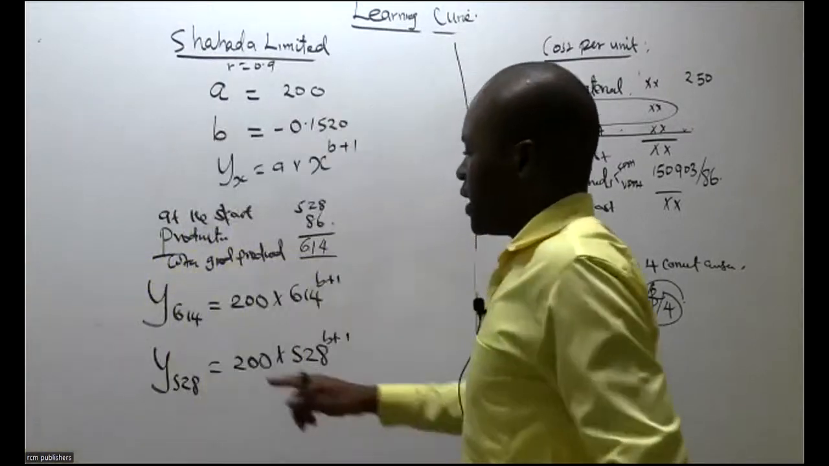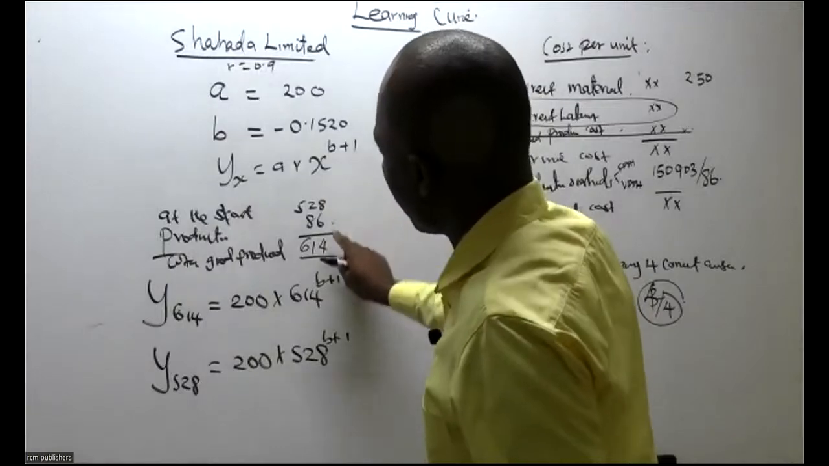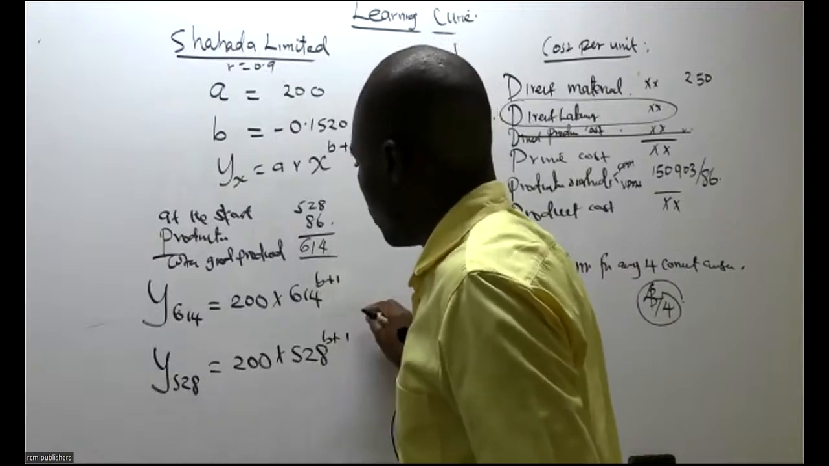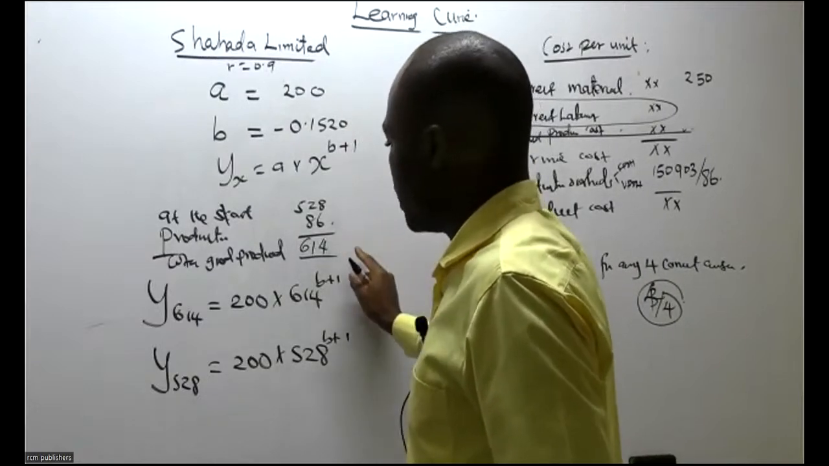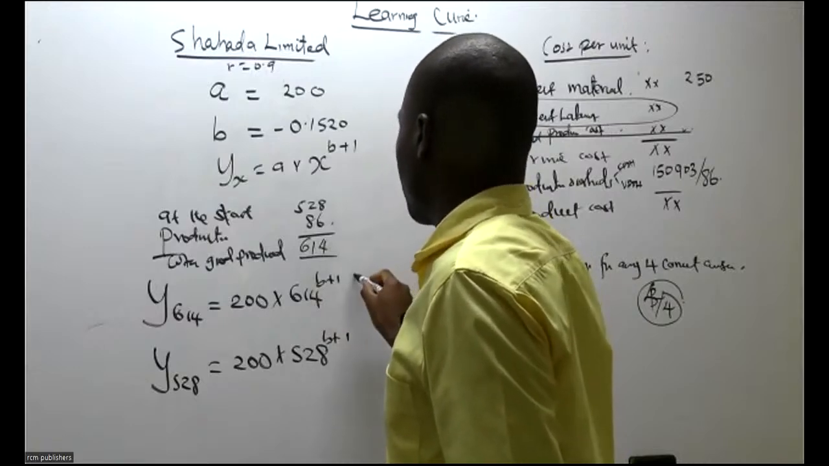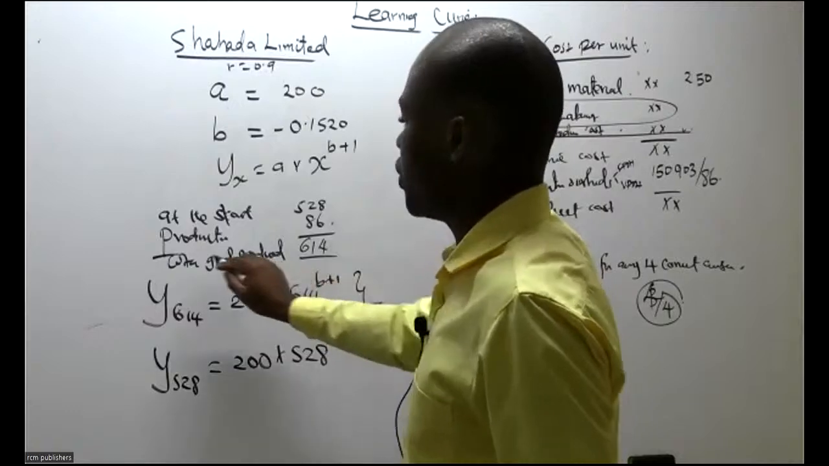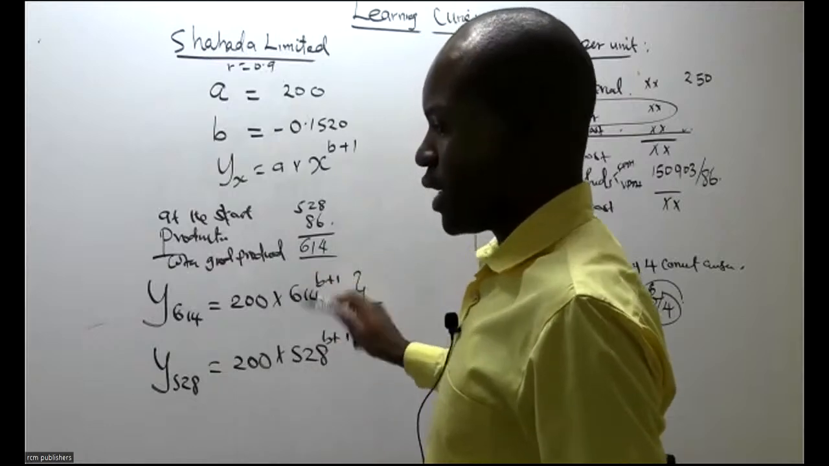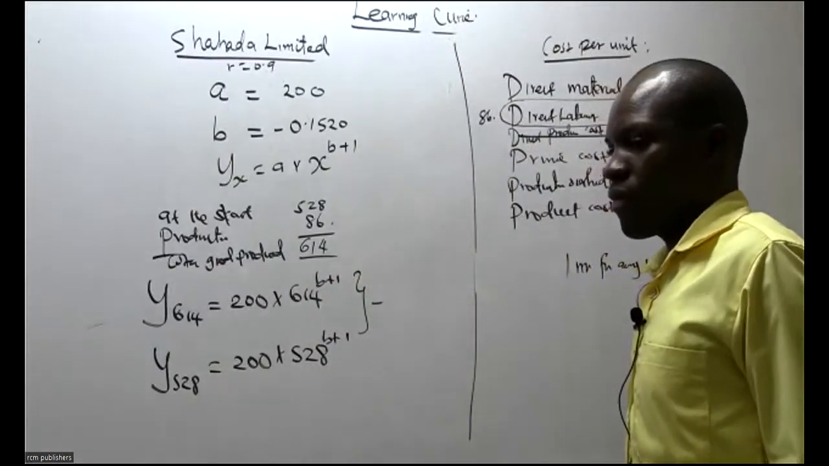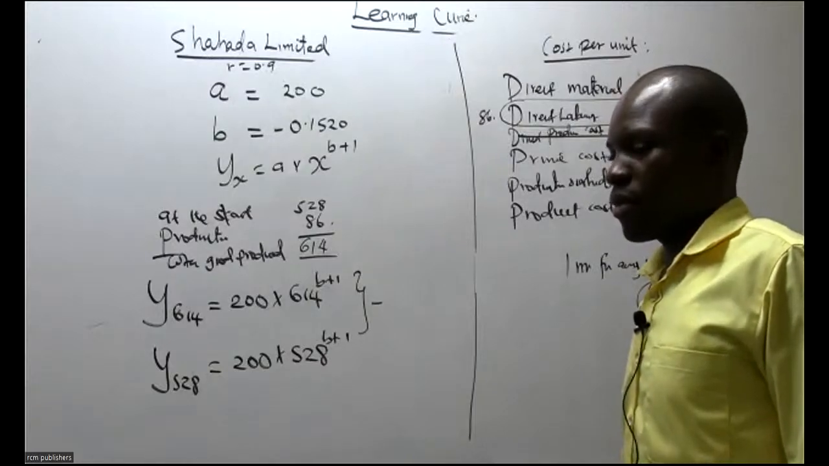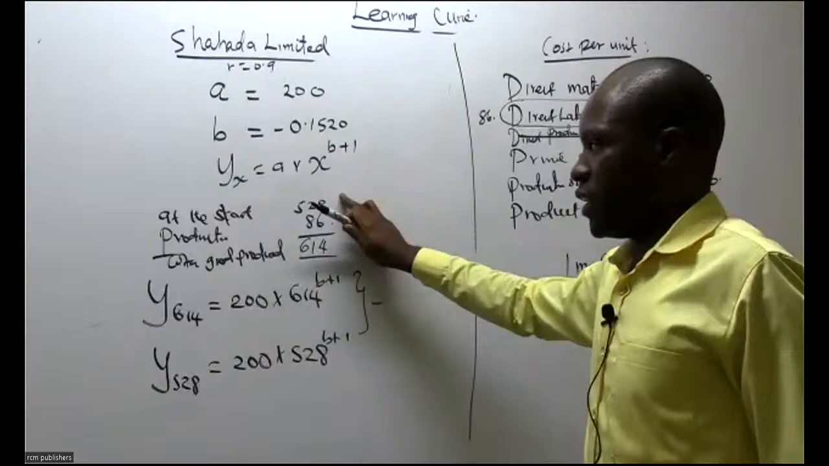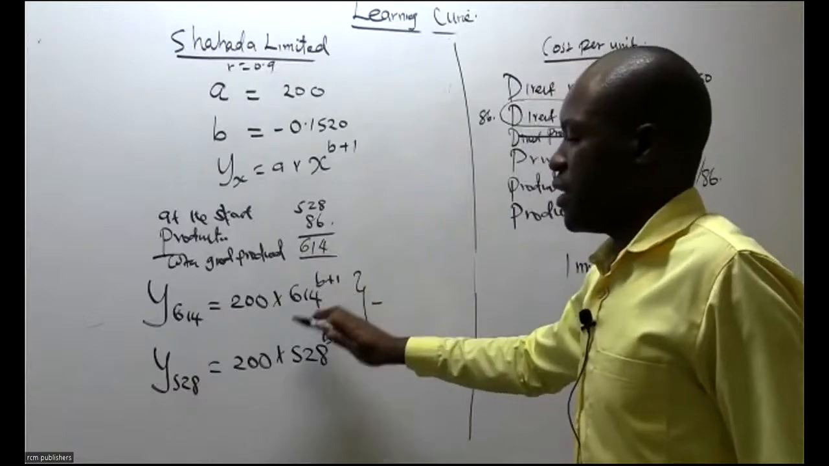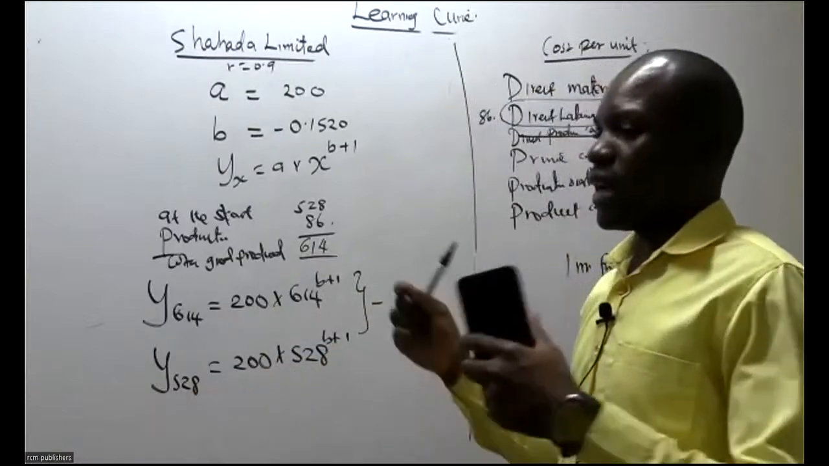If I get the time taken to produce the first 614, less time taken to produce the first 528, what will that answer be? It will represent the difference between these two. The difference between the two will be the time taken to produce how many units? As we understand, at the start they had already produced 528. At the end, they have 614. The first 614 is this, the first 528 is this, and in the middle there is a gap.